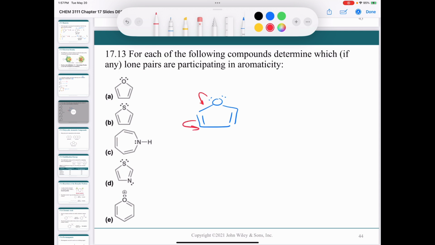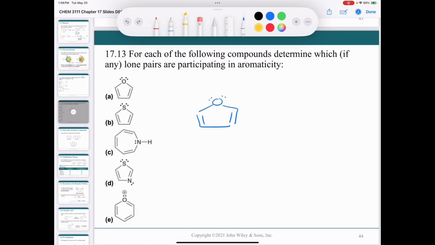So if it did participate in resonance, remember, it would have to be in a p orbital. And so that would mean that the oxygen would have to be sp2 hybridized, right? Because it would have a total of 1, 2, 3 regions of electron density if we were to form the resonance form here. So that means that one of the lone pairs could participate in resonance. Now, would it do that? Would it participate in resonance to make the compound aromatic?